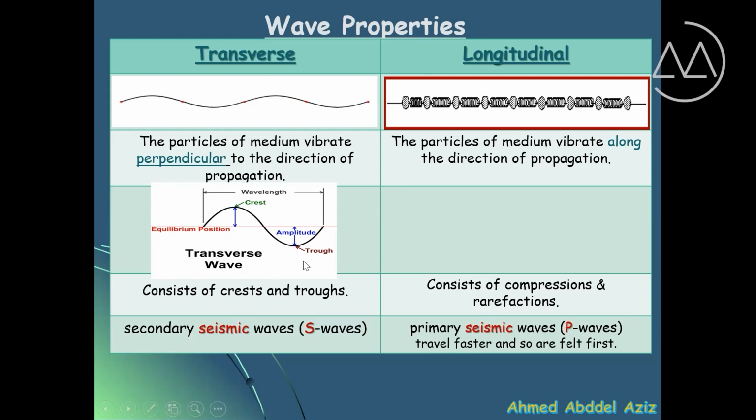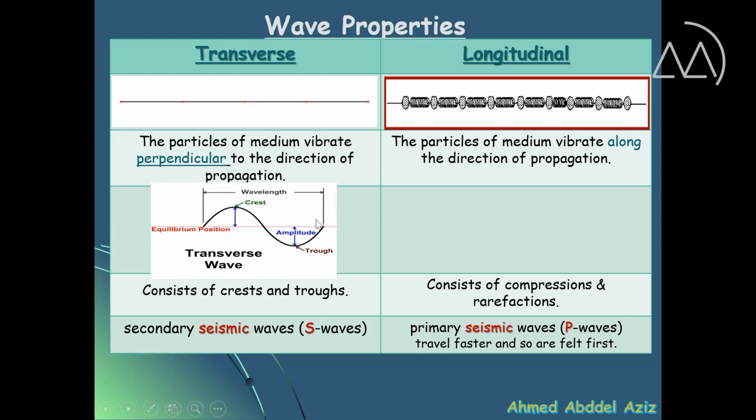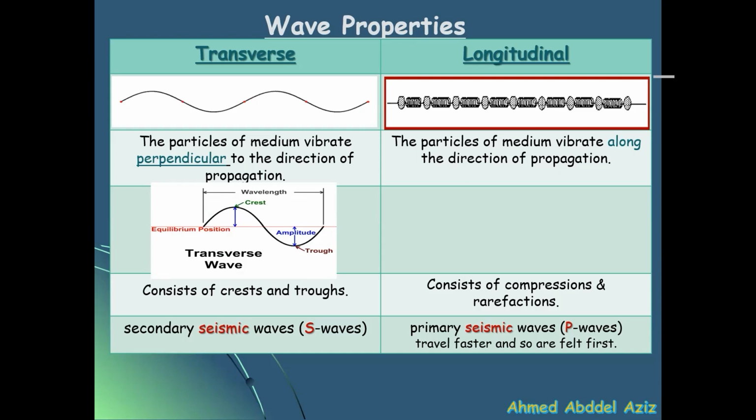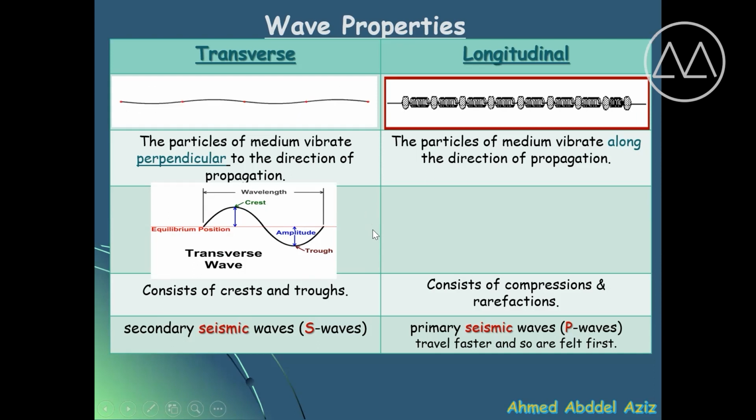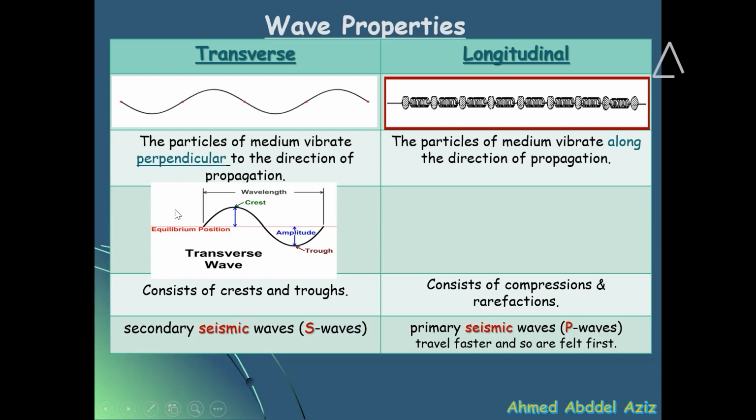Also, we have something called wavelength. Its symbol is lambda. Lambda, or wavelength, is the disturbance from the equilibrium position to the crest, then to the trough, and back to the equilibrium position as standard. In transverse waves, lambda can be measured from two successive crests or two successive troughs, or from two points or two particles in phase. Both measurements will be the same. We have an example for the transverse waves, which is secondary seismic waves, which are found in earthquakes.